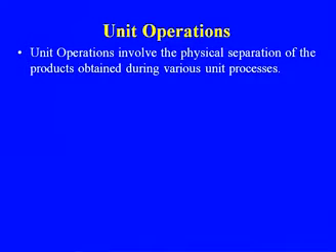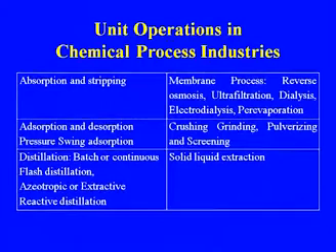That was the reason how, from chemistry to industrial chemistry to chemical technology, finally the control of the chemical industry came into the hands of chemical engineers. So, unit operations involve the physical separation of the products obtained during the various unit processes. A large number of unit operations are used in the chemical process industry, petroleum refinery, and petrochemical industry. One of the very common unit operations is absorption and stripping, adsorption, desorption, pressure swing adsorption.